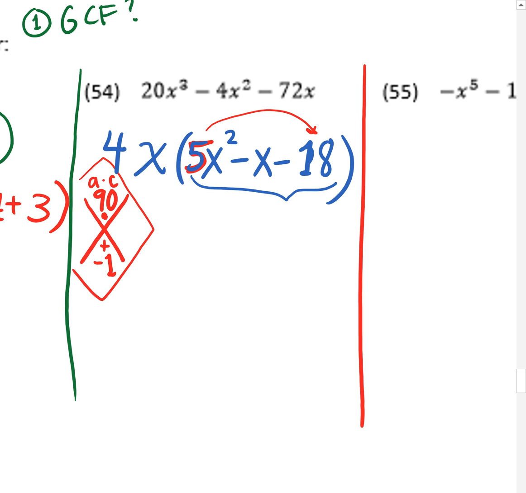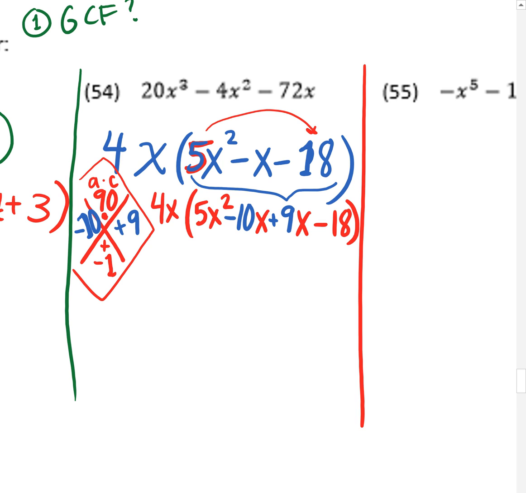Okay. So what do we got? 90. Actually, 90 is 10 times 9. If I want to add up to -1, I need the larger to be negative. So -10, +9. That would do it. All right. I'm going to rewrite what I have. 4x outside. The first term stays the same, 5x squared. The last term stays the same, 18. It's the middle term that splits up into something x and something x, where those somethings are the coefficients you just found, that -10 over there in the diagram and the +9. And then I'll factor by grouping.